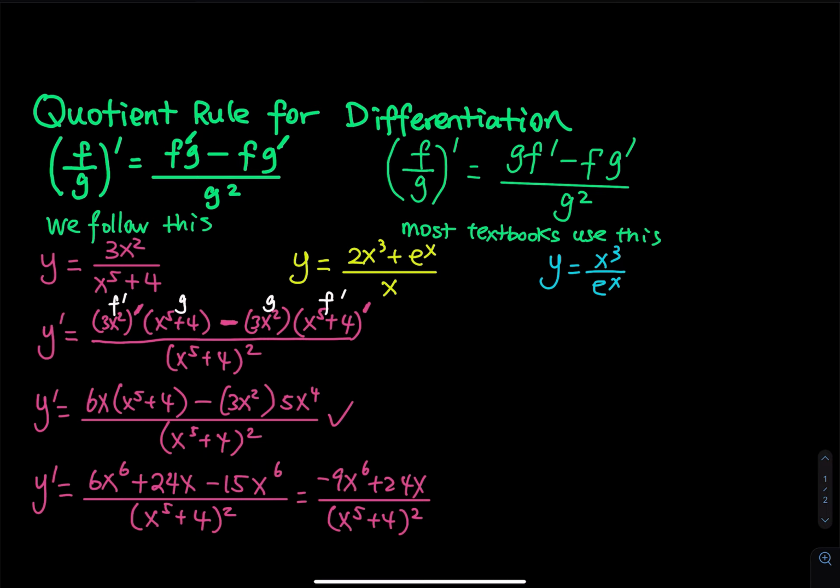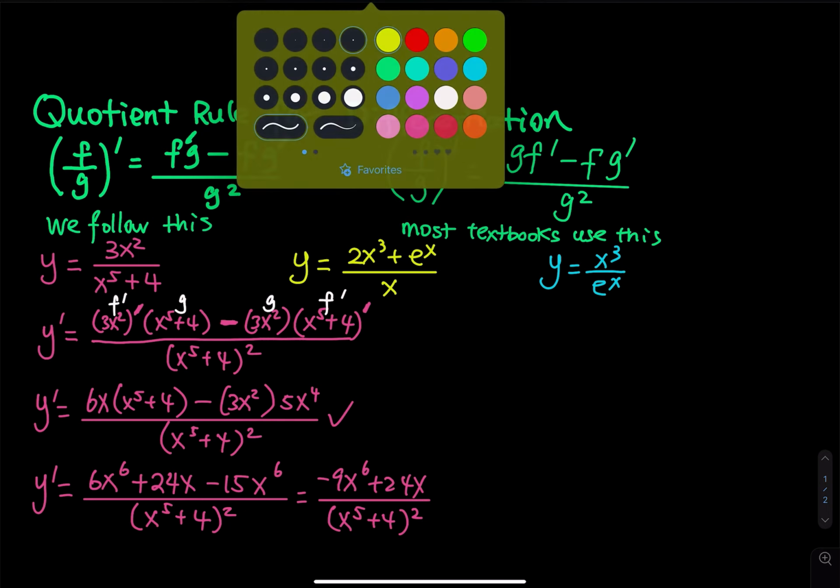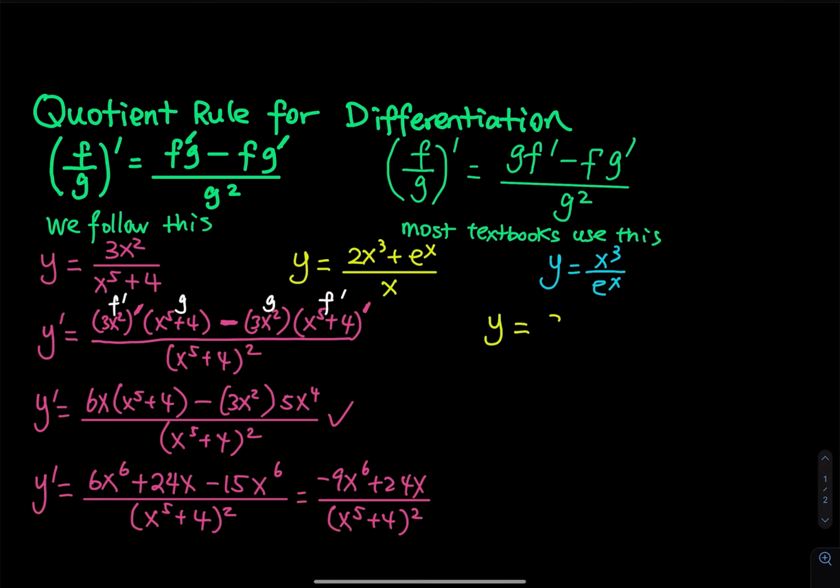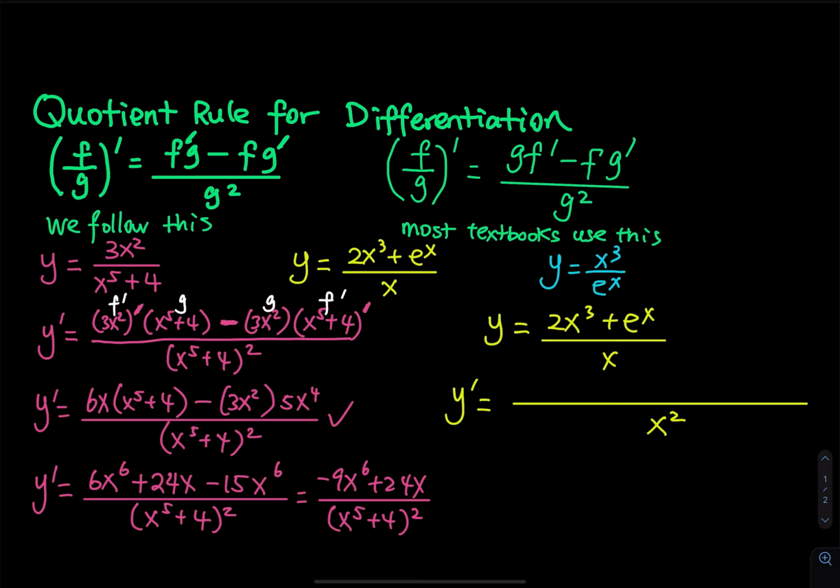And then the second one, we have y equal to 2x to the 3rd plus e to the x, divided by x. Okay, y prime. First of all, I square the denominator immediately, so that is x squared. And then we have f prime g, so that is the derivative of the numerator, 2x to the 3rd plus e to the x, multiplied by the denominator, minus the numerator times the derivative of the denominator, which is x.